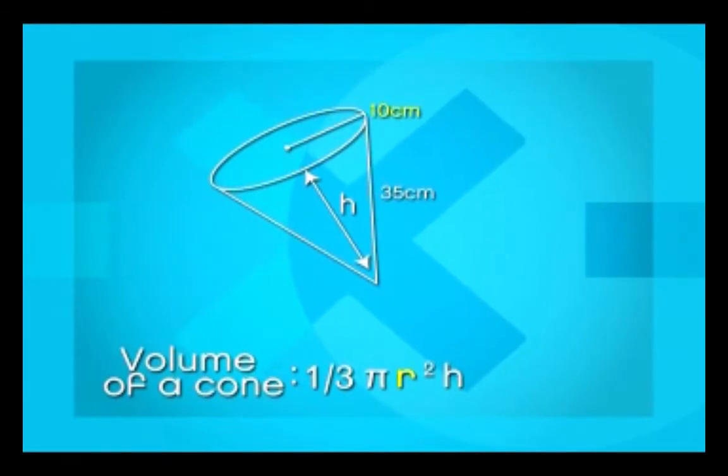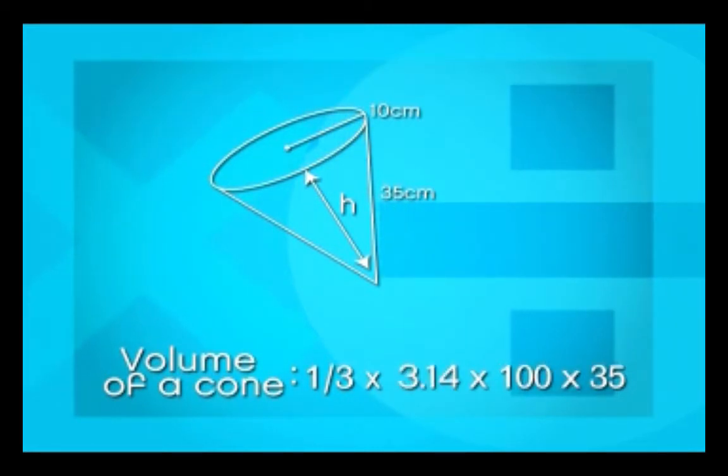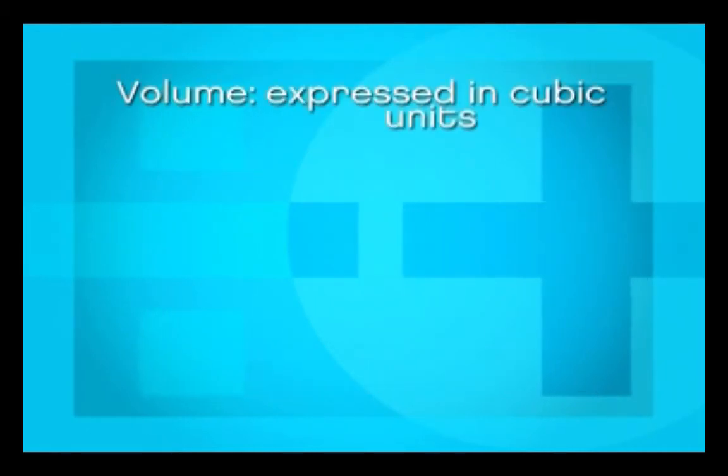This cone has a radius of 10 centimeters and a height of 35 centimeters. The volume is 1/3 times pi times 10 squared times 35. That's 1/3 times 3.14 times 100 times 35 equals 3,663.33. So, the volume of this cone is 3,663.33 cubic centimeters. Don't forget the units, which includes the cubic part. Volume is expressed in cubic units.